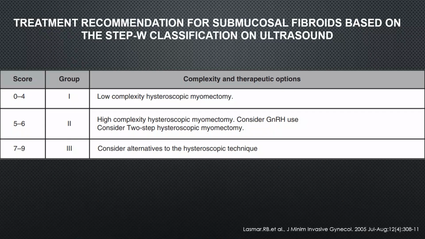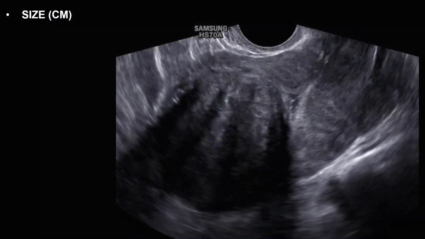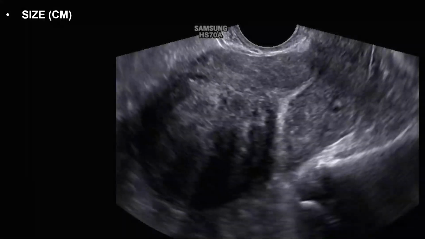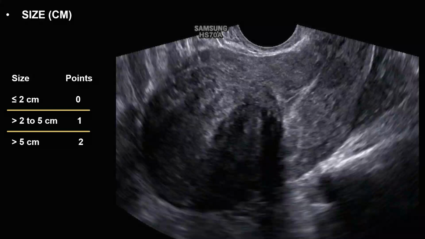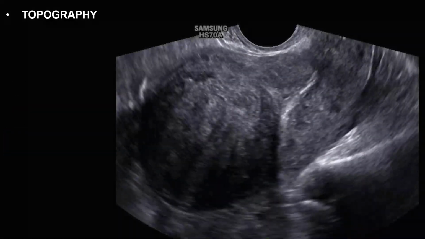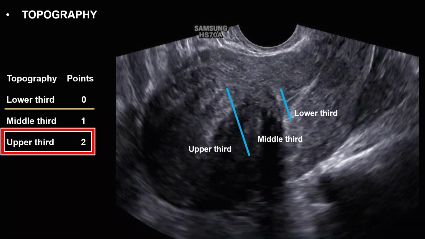Thus, for treatment based on the Step W classification, a complex hysteroscopic myomectomy is recommended, with consideration on the use of a GnRH analog and/or two-stage surgery. In this third case, a large submucosal fibroid is seen, and its longest axis is greater than 5 centimeters. Thus, a score of 2 points is given. Here, the fibroid occupies predominantly the upper third, scoring 2 points.